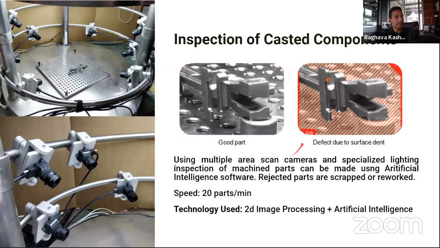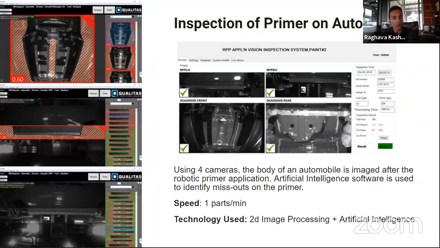Another example is in very complex castings. This is in automotive. This is a small part, and you can see all these cameras, regular cameras, looking at it from different angles, and it identifies very tiny defects like dents, blowholes, cast iron defects, and flags it so that it's caught. Again, in automotive.